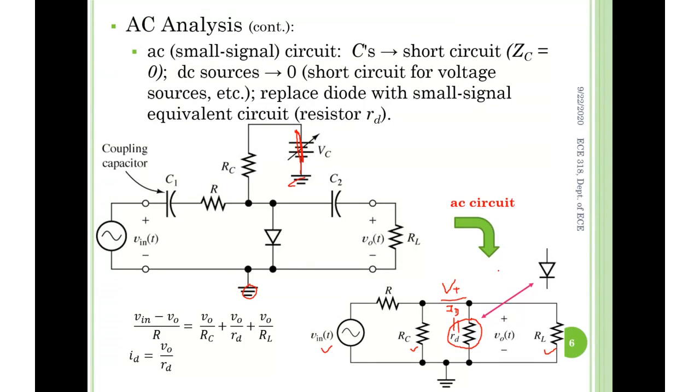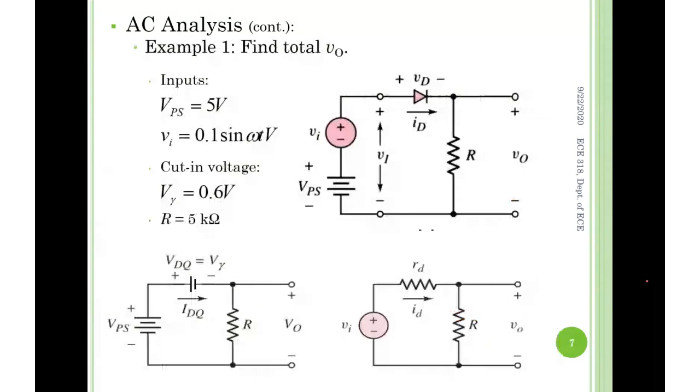This is the DC and AC circuits. Okay, we are emphasizing the circuit here. Any questions regarding the circuits? All right, if they're fine, we can move on to the next.